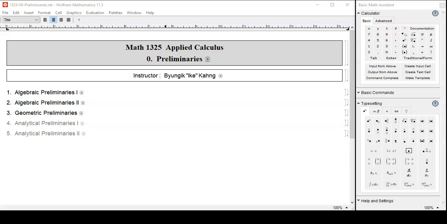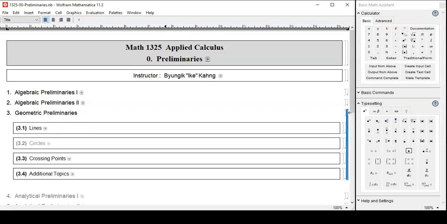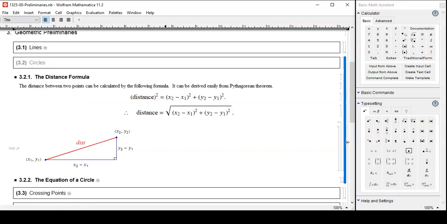Hello students, welcome back. Let us resume our discussion on section 3, geometric preliminaries. Previously we discussed lines. The next topic, circles. I don't know whether this is going to be useful in this course. I think it's not going to be very useful. Circles are coming from the distance formula.